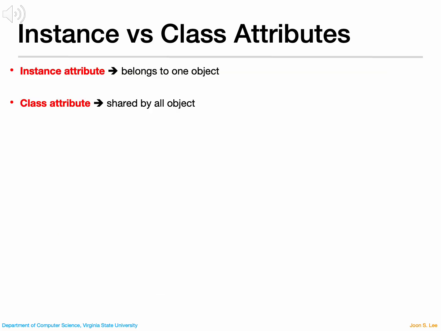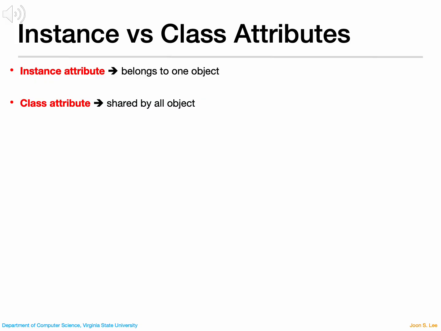Now let's talk about an important distinction in object-oriented programming: instance attributes versus class attributes. First, an instance attribute belongs to one specific object. When we create an instance attribute using self.variableName, that variable is stored inside that particular object. If we have two objects, each object gets its own copy of the instance attribute, and changing one does not affect the other. Second, a class attribute belongs to the class itself, not to any single object.